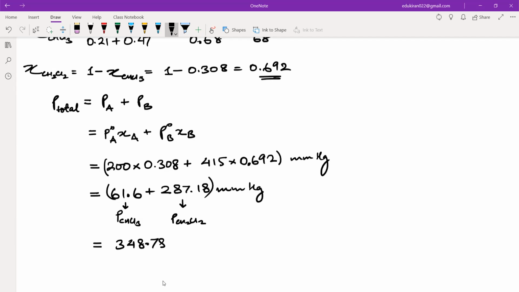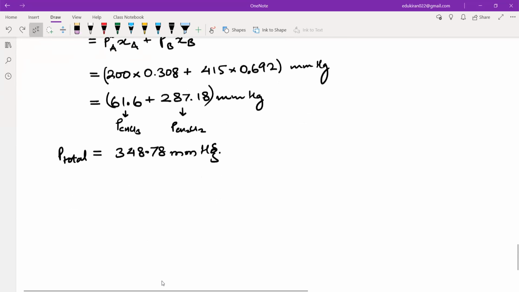348.78 mmHg. Okay, so this is the P total. This is the P total that we have got. But what's the use of calculating so much, if we had put a manometer or barometer, the questioner would have got the answer earlier. Fair. So the first part is done. Let us move on to the second part.